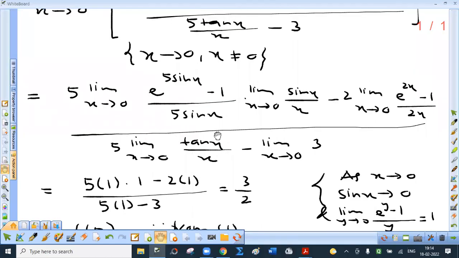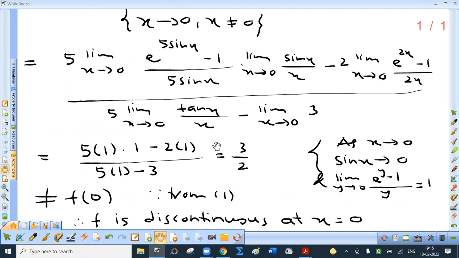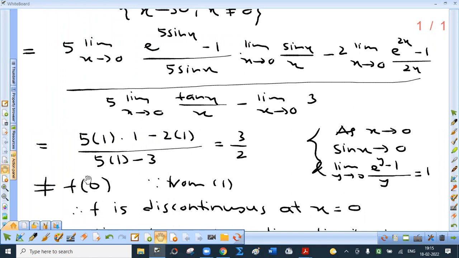Now rearrange the terms. So 5 into the limit of this. The index is fully repeated, the index tends to 0, so the value of this limit is 1. Again, this is a standard limit. Its value is 1. The value of this limit is also 1. Same is for this. Limit of a constant is constant. So what is the value of the limit? 3 by 2. It is not the same as f of 0. So the function is discontinuous at x equal to 0.